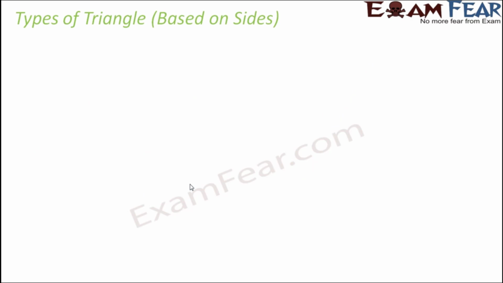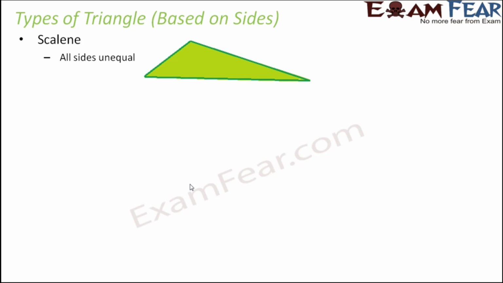Now there are many types of triangles. First we talk about the types of triangle based on the sides, like if the sides are equal or the sides are not equal. Based on that there are three types of triangle. First type is scalene triangle. A scalene triangle is the one where all the sides are unequal. So you measure all the three sides. Let's say that the name of this triangle is ABC. So in this type of triangle, the length of AB is not equal to the length of BC, is not equal to the length of AC. So each of their lengths is different. That is called a scalene triangle.